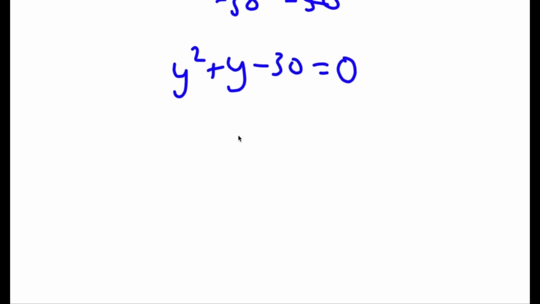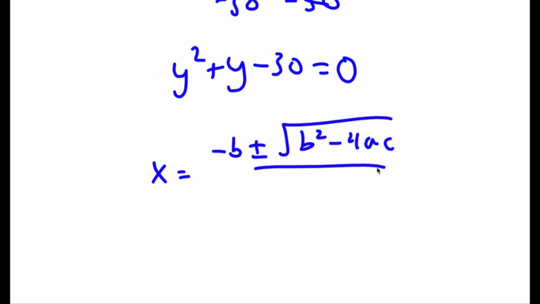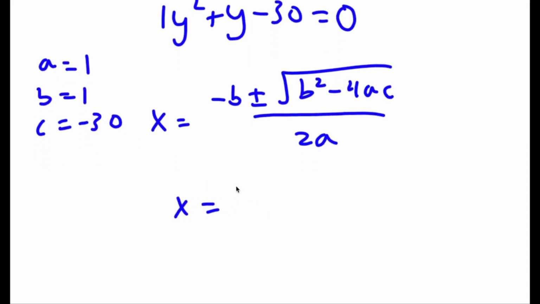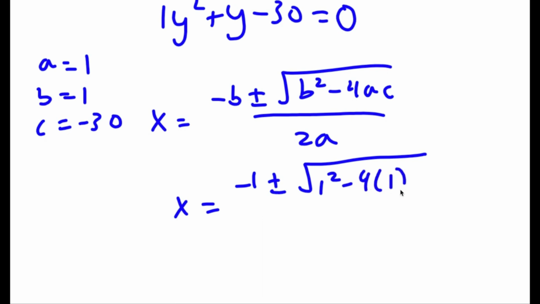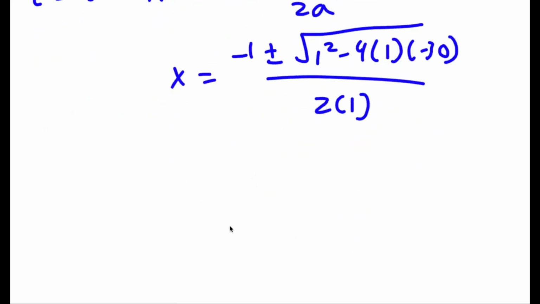Now to solve this, I'm going to be using the quadratic formula, which is negative b plus or minus the square root of b squared minus 4ac all over 2a. So in this case, a is equal to 1, b is equal to 1, and c is equal to negative 30. So I have negative 1 plus or minus the square root of 1 squared minus 4 times 1 times negative 30 all over 2 times 1.